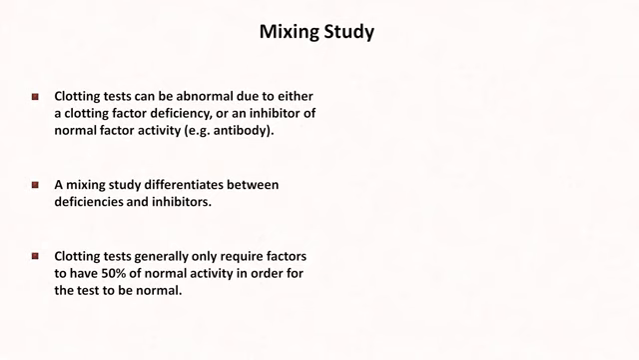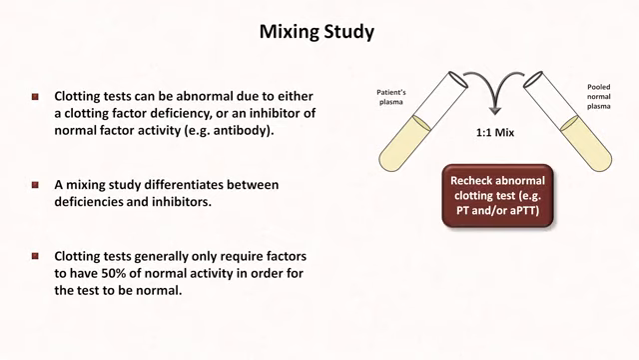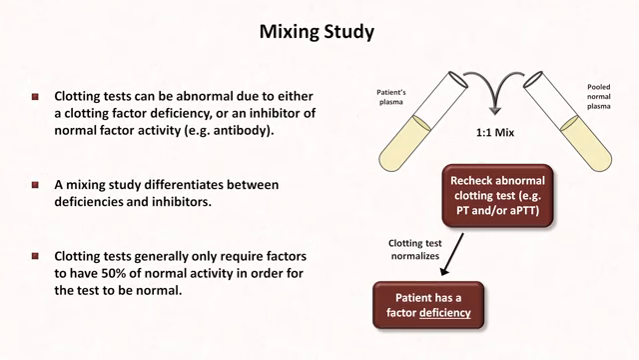So here's how a mixing study works. Some volume of the patient's plasma is literally mixed together in a 1-to-1 ratio with pooled plasma from normal individuals. Then the initially abnormal clotting tests are rechecked. If the abnormal clotting test normalizes, the patient must have a factor deficiency because whichever factor was deficient in the patient's plasma has been supplemented by the normal level of that factor in the normal plasma.